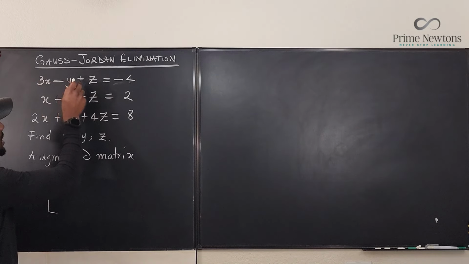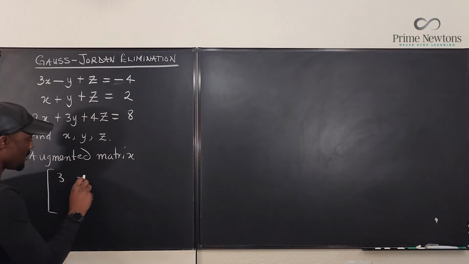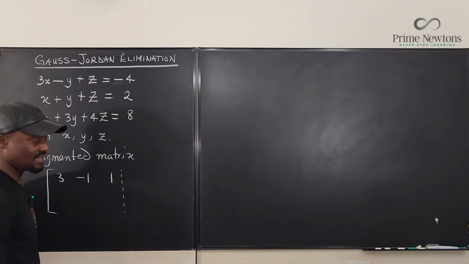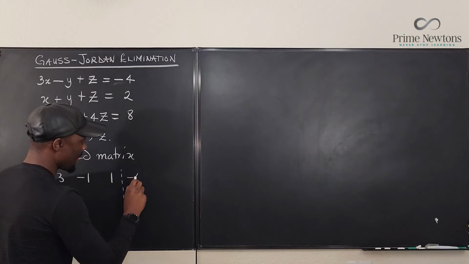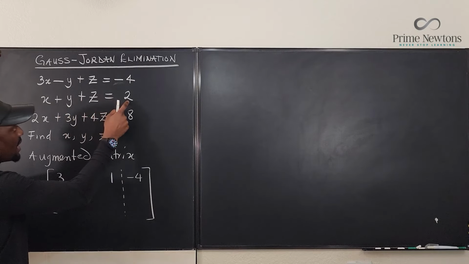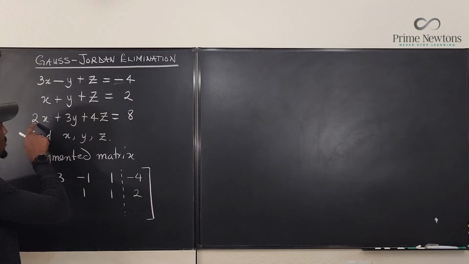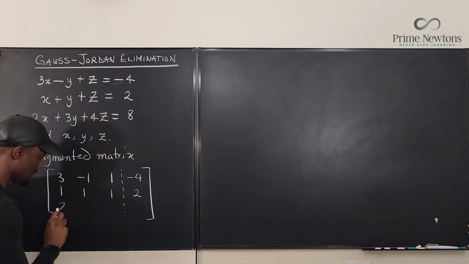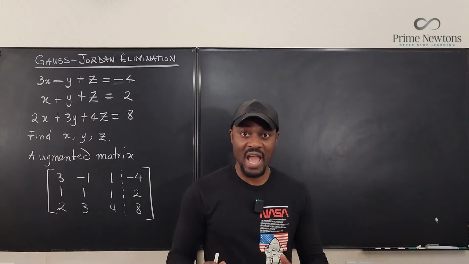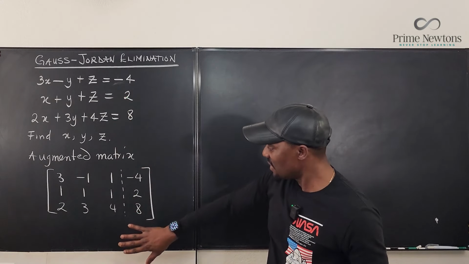I'm going to write 3, minus 1, 1, and then negative 4. The next line is going to be 1, 1, 1, and then 2. And then I'm going to write 2, 3, 4, and then 8. Now, just looking at what we have, it looks cleaner than the equations, and easier to manipulate.